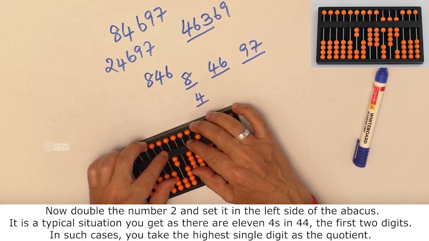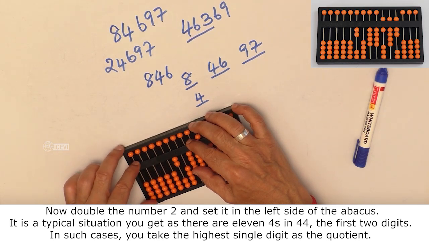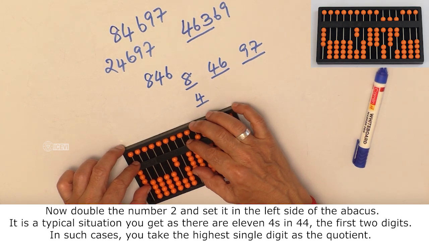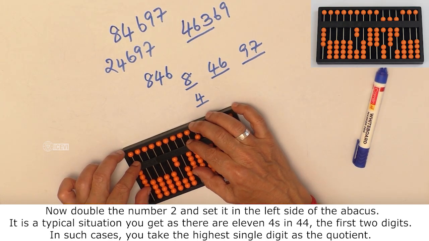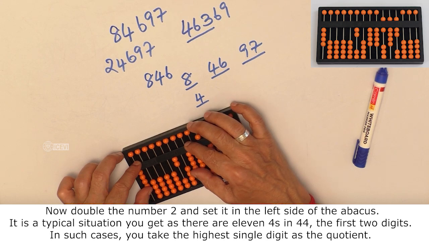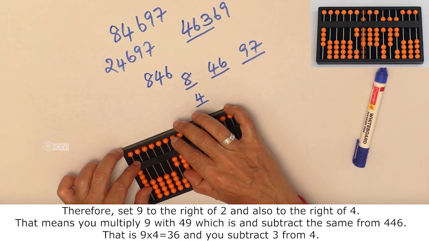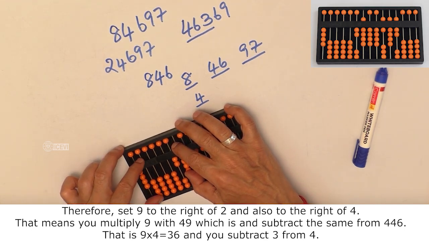Now double the number 2, which is the square root so far, and set it at the left extreme of the abacus. It is a typical situation you get as there are 11 4s in 44, the first two digits. In such cases, you take the highest single digit as the quotient. Therefore, set 9 to the right of 2 and also to the right of 4.